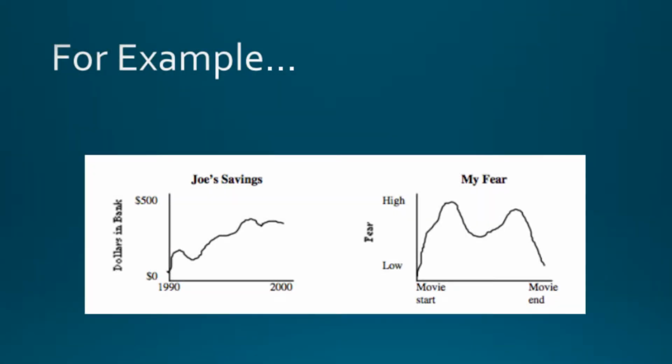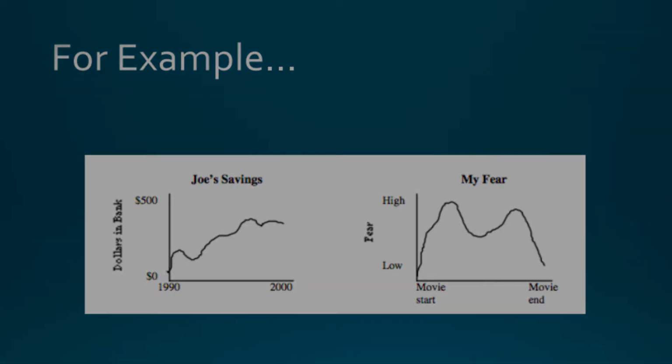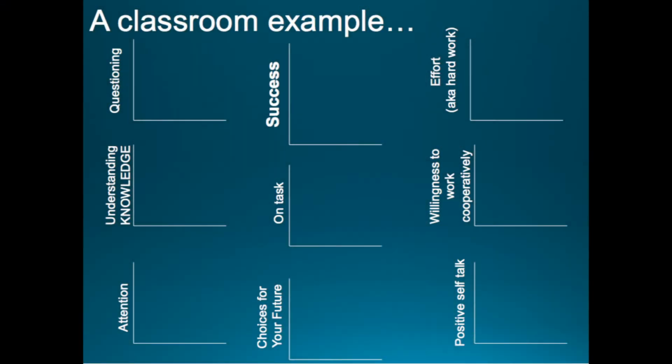Let's explore a few examples. On the left, you'll see a behavior over time graph capturing the amount of savings that Joe possessed between 1990 and 2000. On the right, you'll see a graph that shows fear over the duration of a movie. I want to share an example that I often use with my students, whether working with 6-year-olds or 60-year-olds. These 9 behavior over time graphs that you see on your screen all apply to the principle of success.